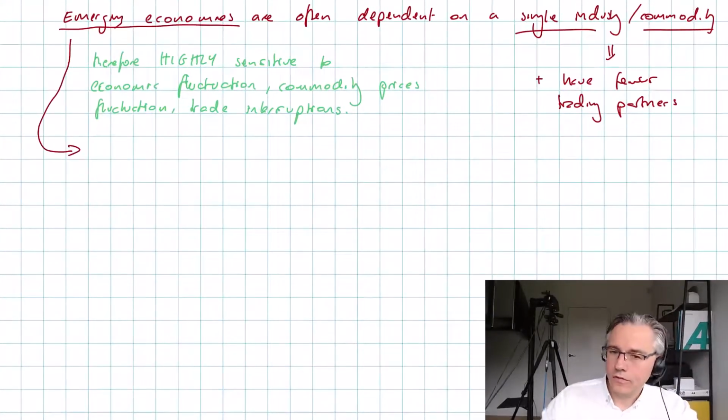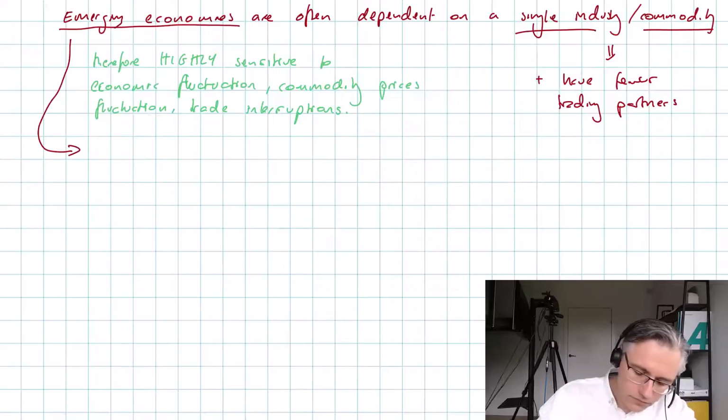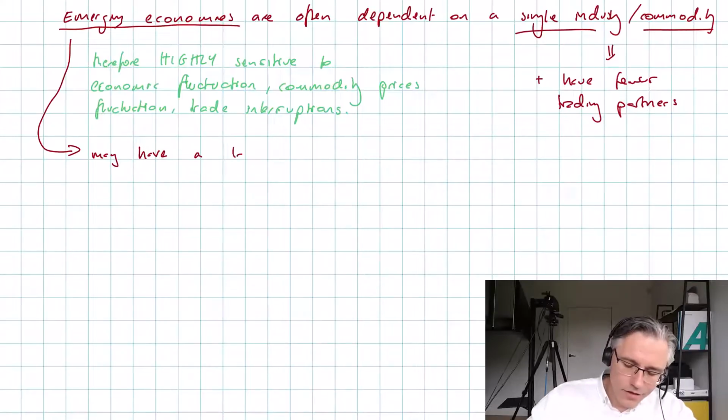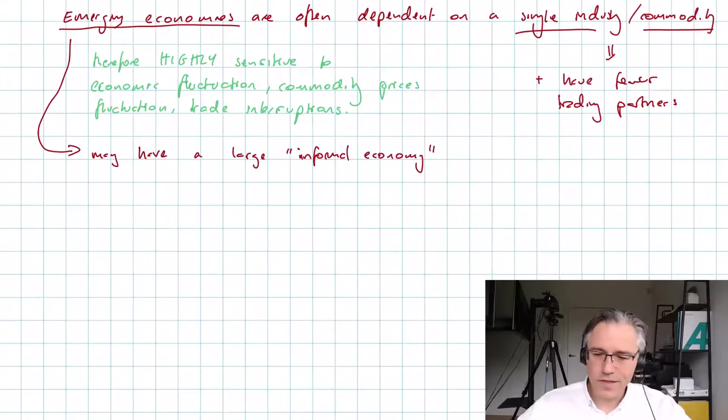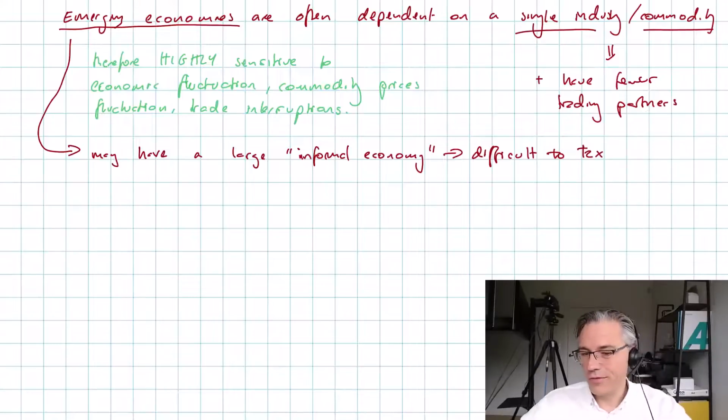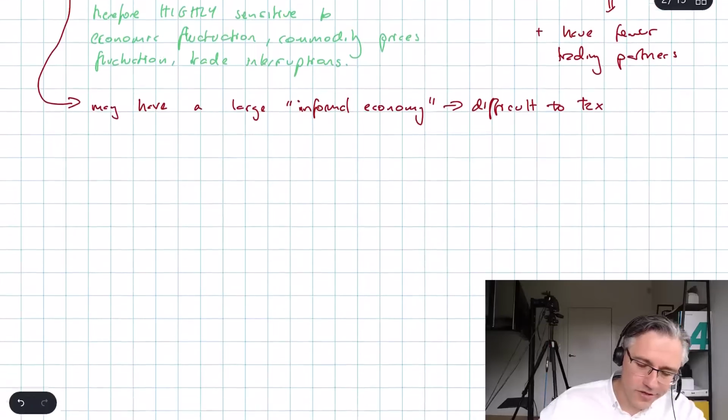Now, the other thing I just want to mention about emerging economies, and I guess this will be quite obvious as well, is that they may have a relatively large, what we call informal economy. So that's the unregistered part of business activity, which means it's difficult to collect taxes, because this goes unreported, the grey economy or the informal economy.